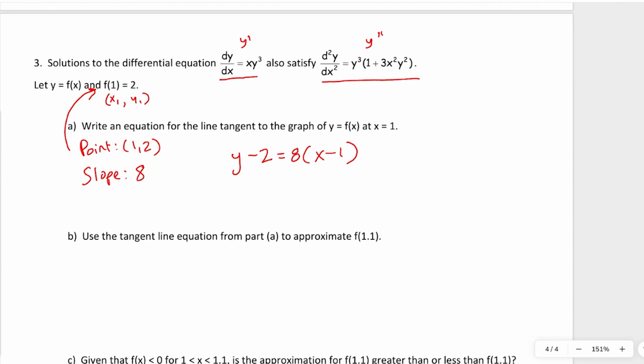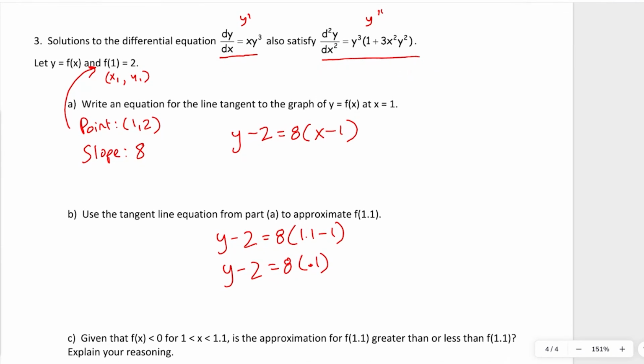If we're going to use that to approximate the value of the function at 1.1, we're just going to plug in 1.1 into x, solve for y here. So we got 8 times 0.1, should be 0.8. Add 2 to both sides, we get 2.8.